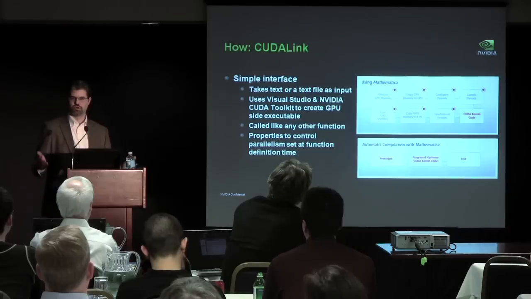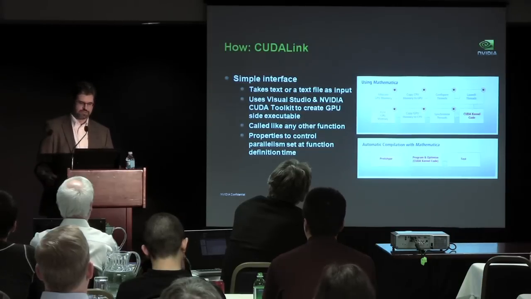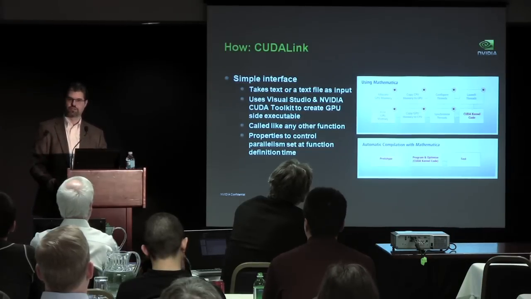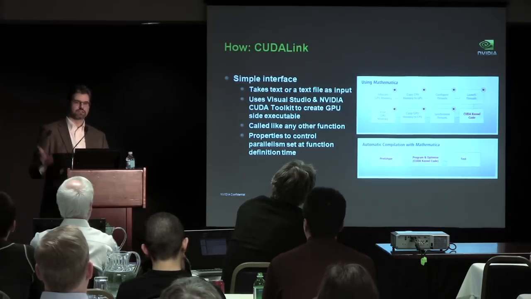If you're writing a custom CUDA kernel, you grab that code and stick it in as text, or you point Mathematica at the text file it's in, and Mathematica will take care of compiling it for you and integrating it with the flow of control and the other data in your Mathematica scripting. And then you just call it like any other function, as long as you're calling it with data that's out on the GPU.